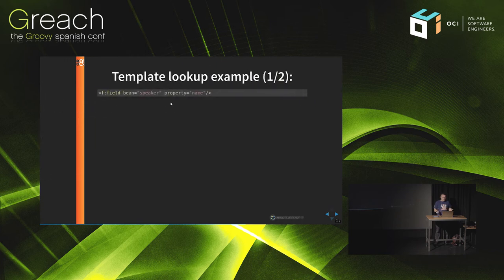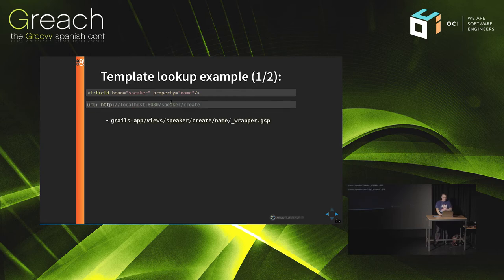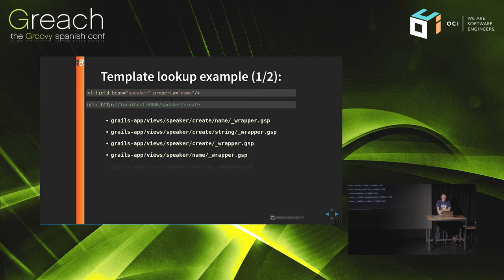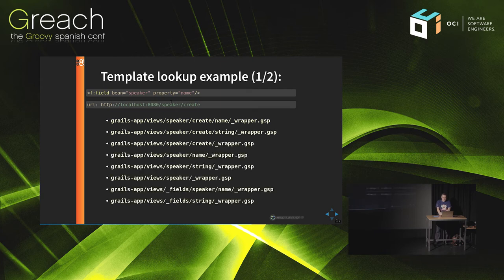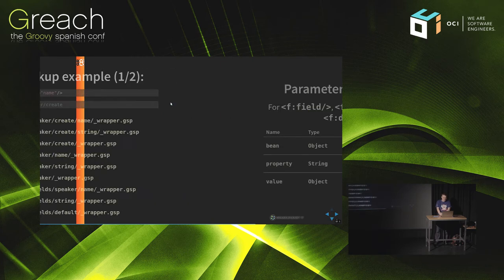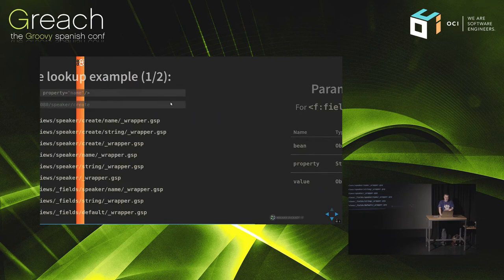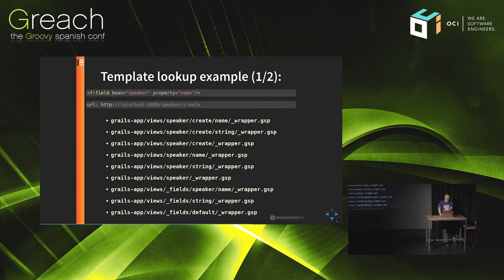So a template lookup, like for a speaker, would be a speaker name, and then it will go through all these folders to look for that. And the same would happen if we did it for the wrapper. So this is the case where it looks for the wrapper, and then it will look for the field afterwards. So these are the places where we can place our widgets and wrapper files.